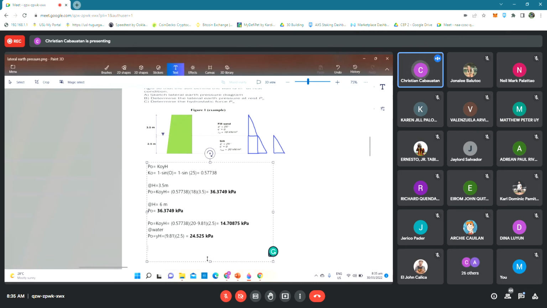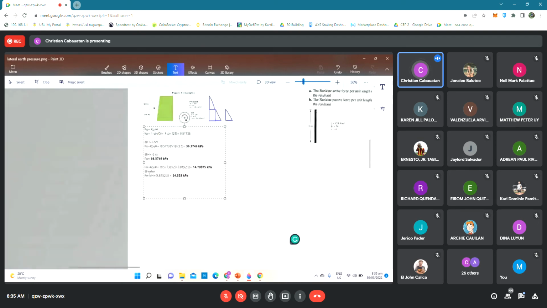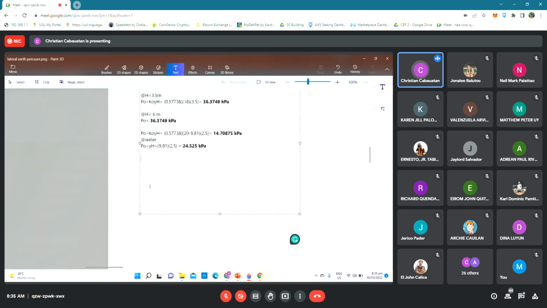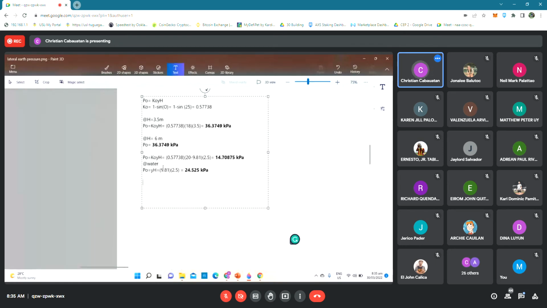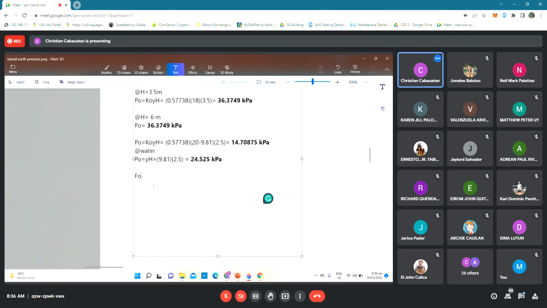So, punta na tayo kay hydrostatic force. Paano ba natin ma-determine si hydrostatic force? It is just simply the area, no? Wherein FO, hydrostatic force, it is at rest. FO is equal to area 1 plus area 2 plus area 3 plus area 4 because you have four different diagrams.